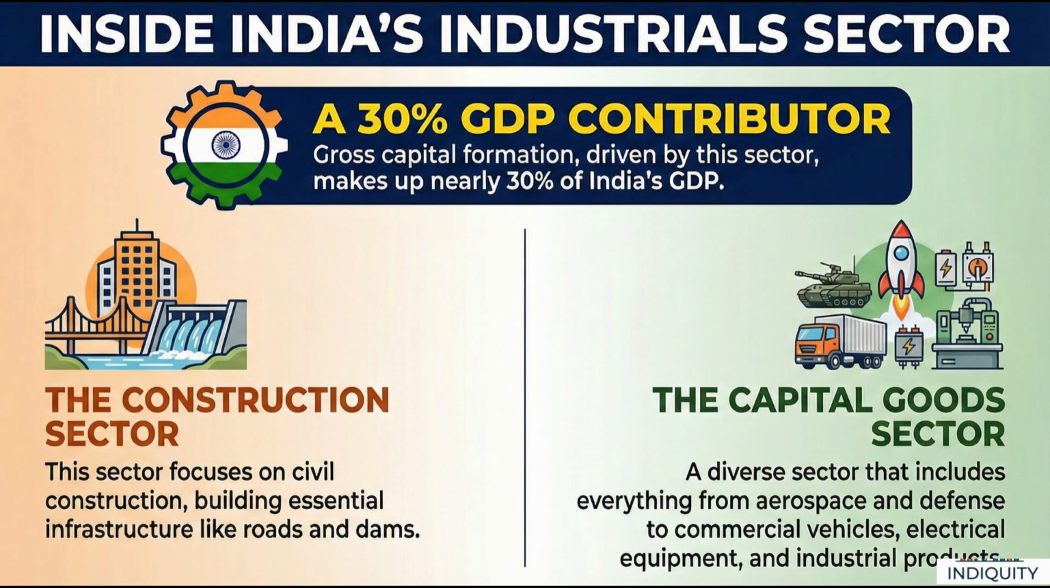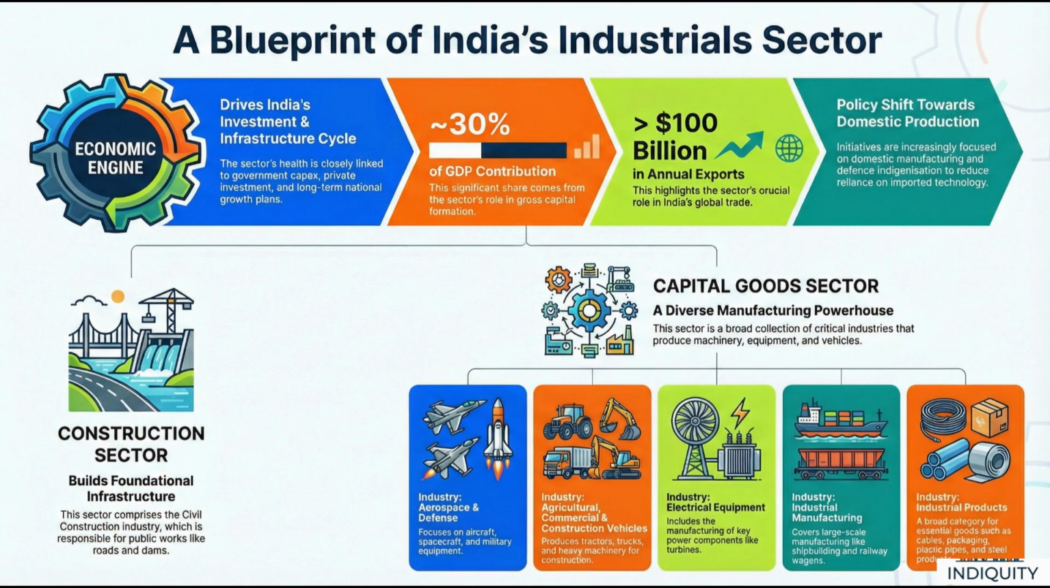The industrials macro sector reflects India's investment and infrastructure cycle. Gross capital formation contributes close to 30% of GDP, and industrial exports exceed $100 billion annually. Many subsegments still depend on imported technology, while policy initiatives increasingly focus on domestic manufacturing and defense indigenization. This macro sector is tightly linked to government capital expenditure, private investment cycles, and long-term growth plans.